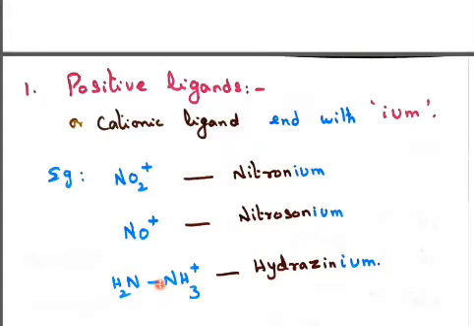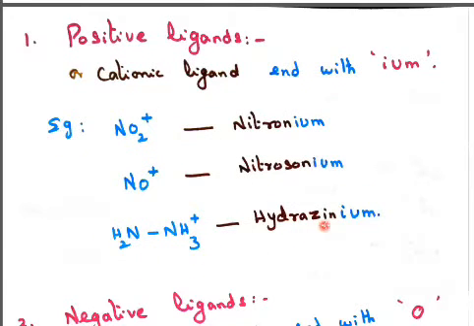The formula is NH2-NH2. In this, we are adding one extra H, giving NH2-NH3 plus, which is called hydrazinium. So hydrazine to hydrazinium, nitrosonium, nitronium. Positive ligands end with -ium, -ium, -ium.